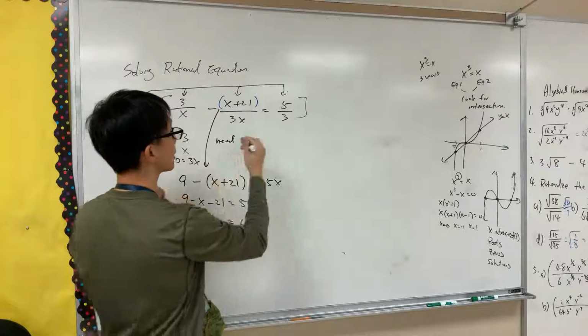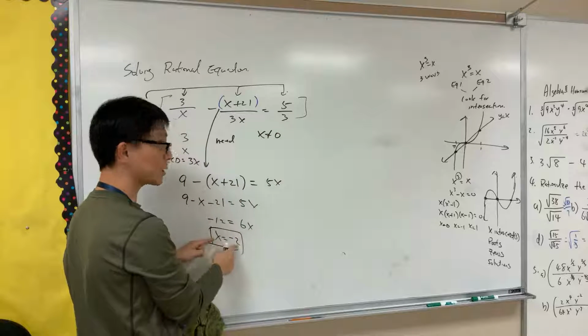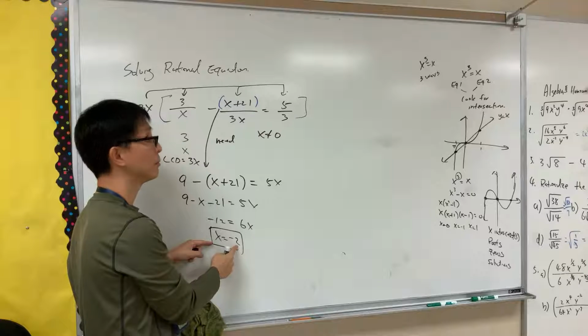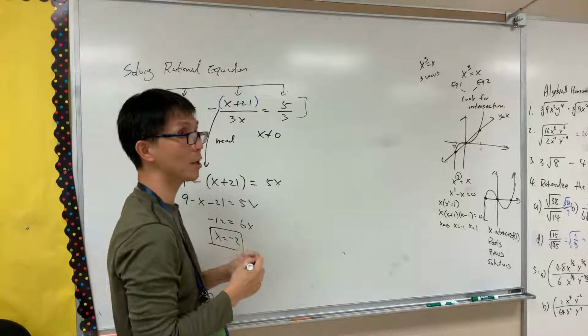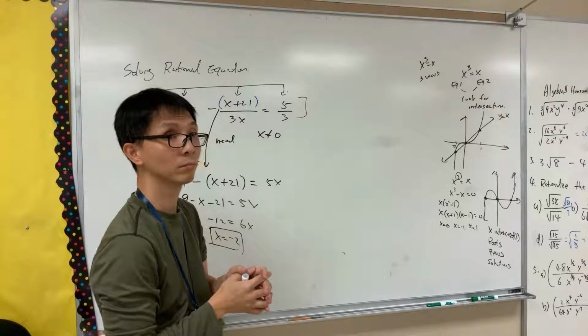So what is the domain in this case? x cannot equal to what? 0. If you got x equal to 0, automatically it is not a solution, because that violates the domain. At that point, you're going to have a vertical asymptote, therefore it does not exist. Question about this part? Okay.